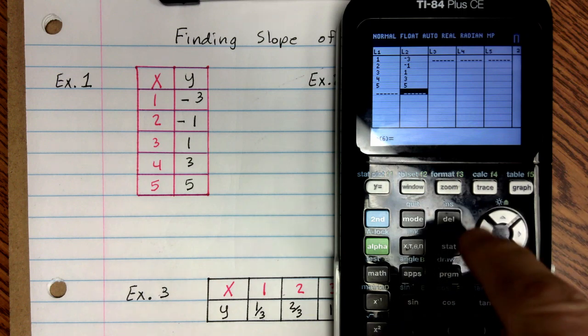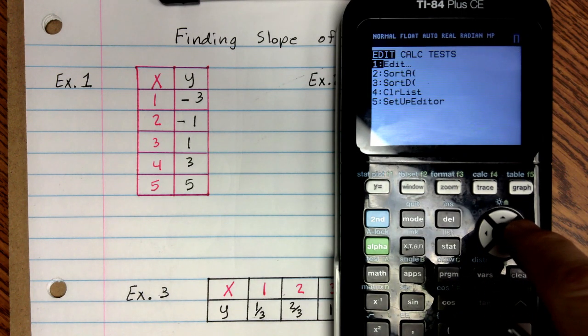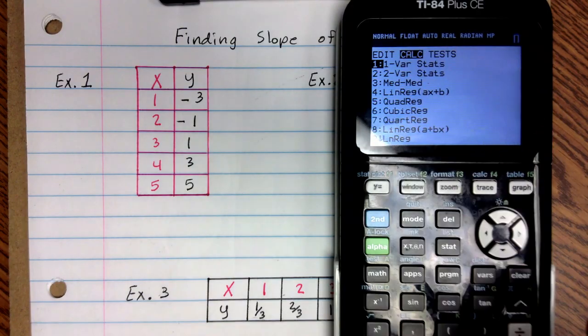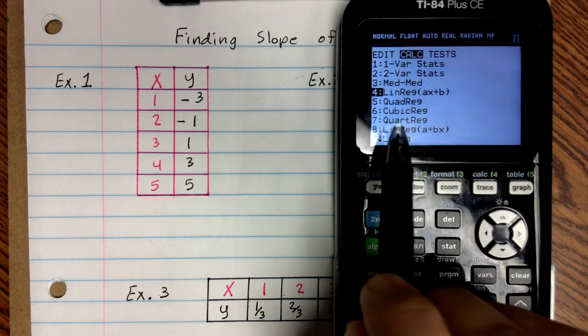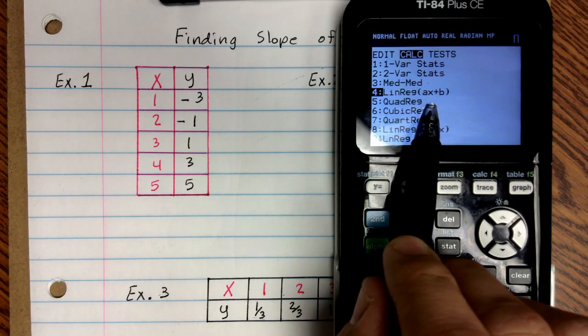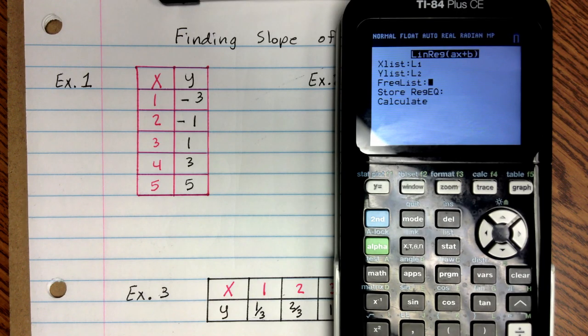From this point, you're going to hit stat again. And then you're going to click to the right to go to calc. And this is for slope of a linear equation. So we're going to go down to what we call LinReg ax plus b. That's option 4. You're going to hit enter. And then just keep hitting enter until it pulls up.